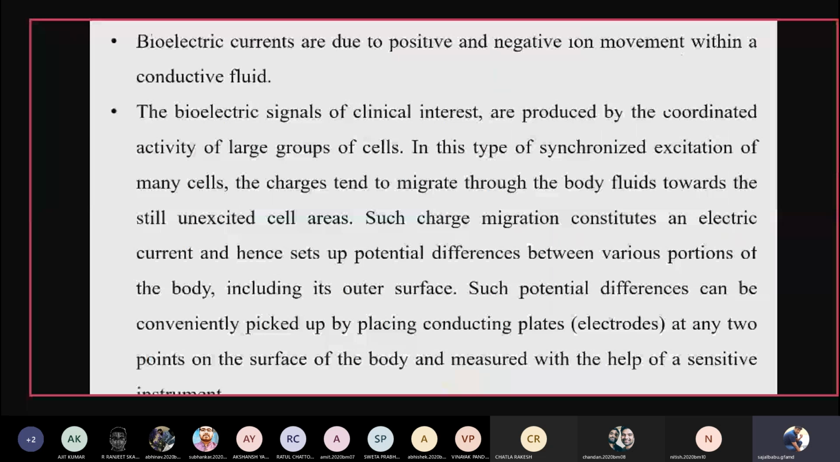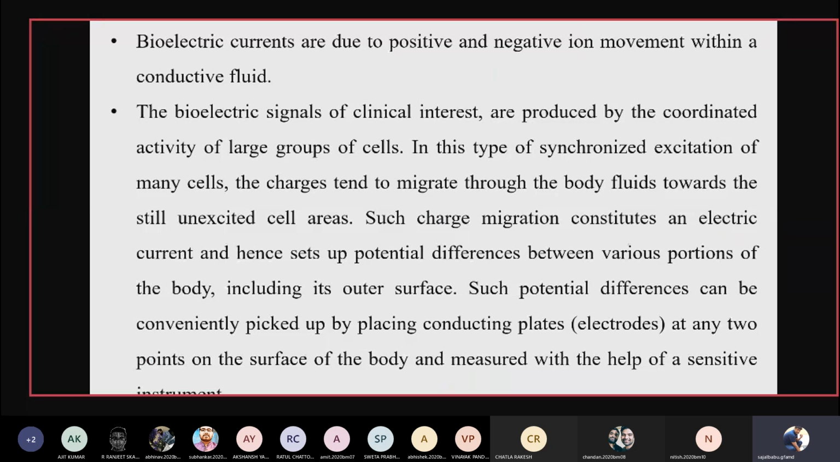Your body does not have a single cell, right? You have a number of cells in your body, and each and every cell has cellular fluid between them. If potential occurs in one cell, through this cellular fluid it will reach the other cell, and that cell will get excited, and then from that cell, through the cellular fluid, it will reach the next cell. In this way, a complete group of cells will get excited.